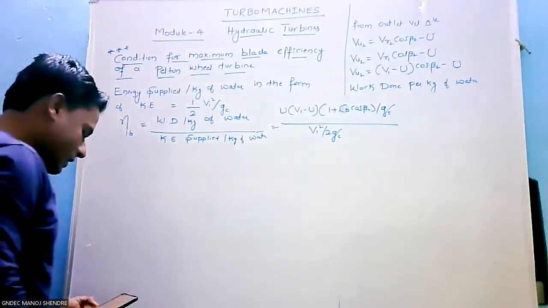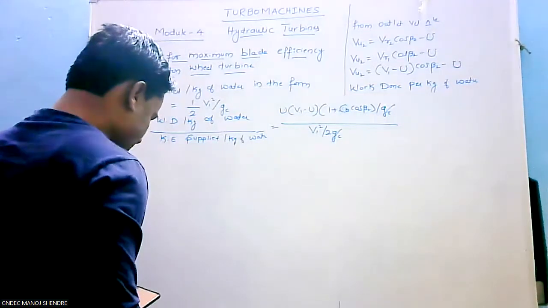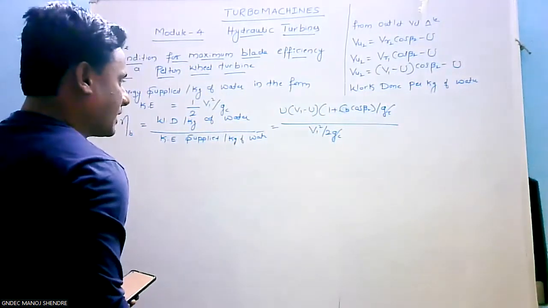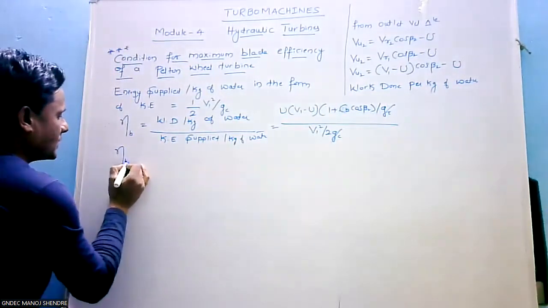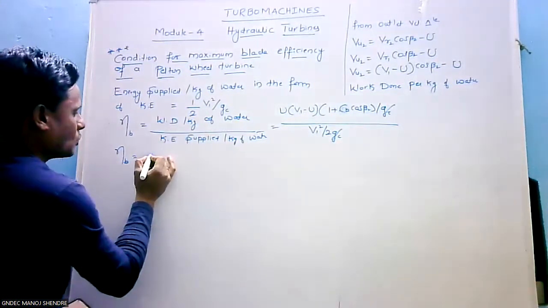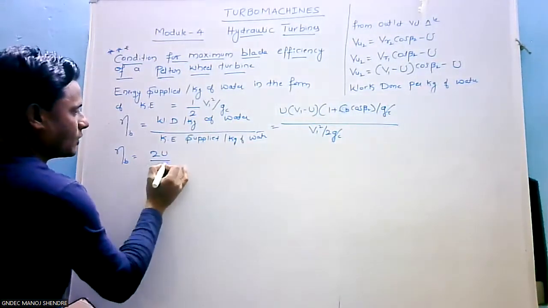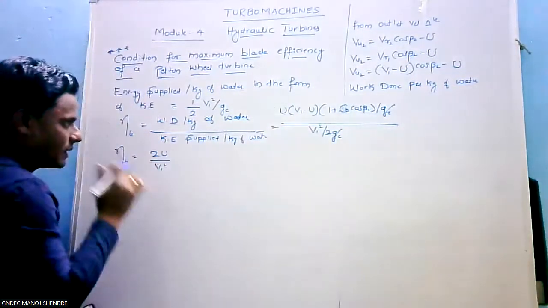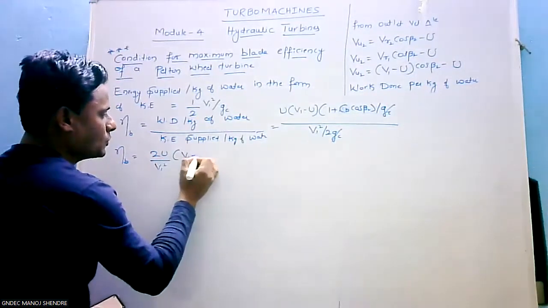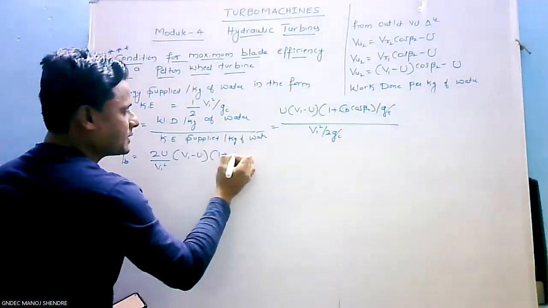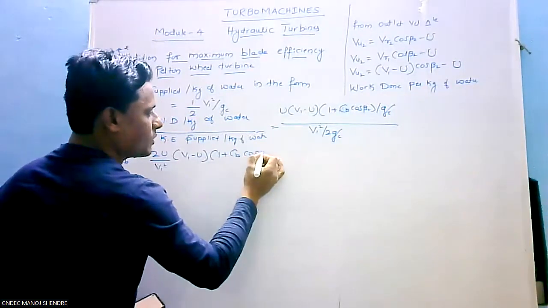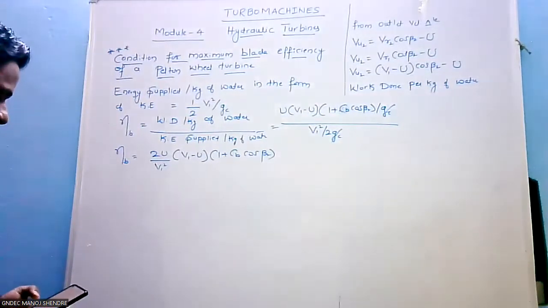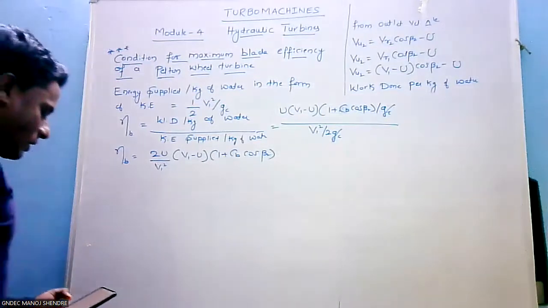Okay. Now upon simplification, we can write this equation as the blade efficiency equals 2U by V1 square, into (V1 minus U) into (1 plus cb cos beta 2), right? Okay.